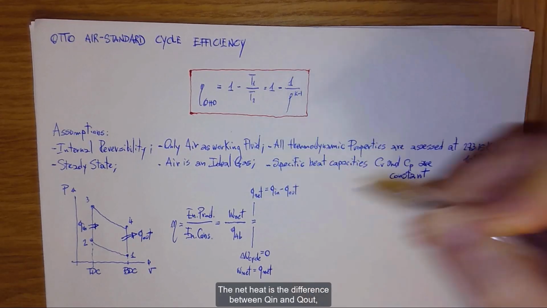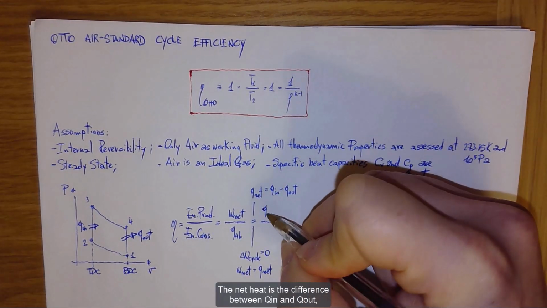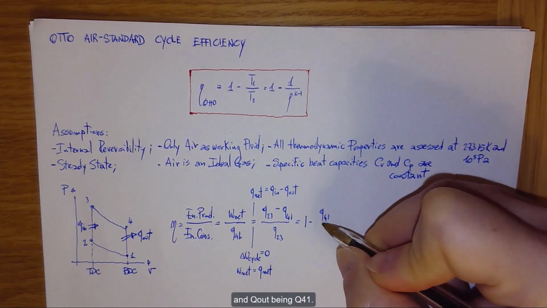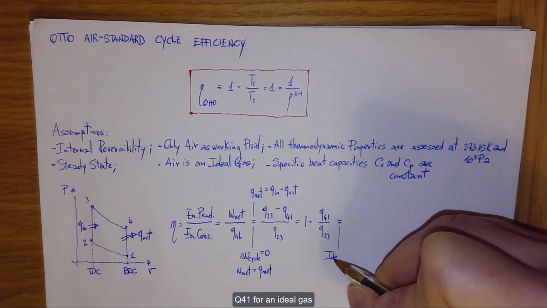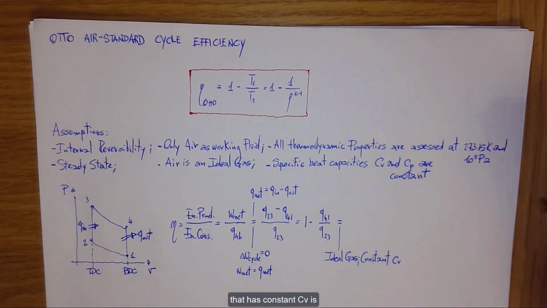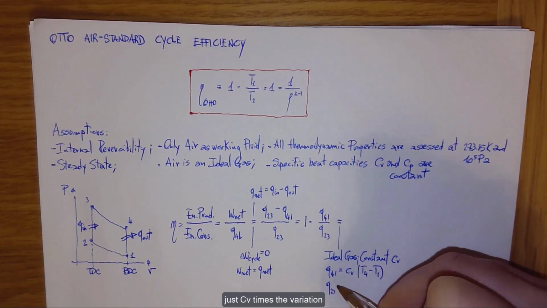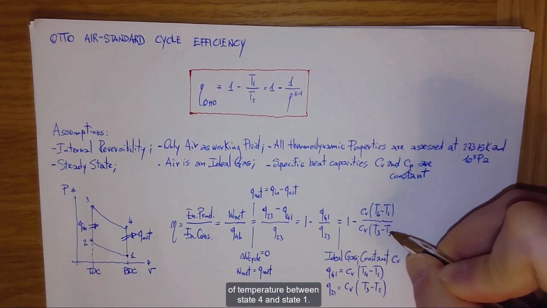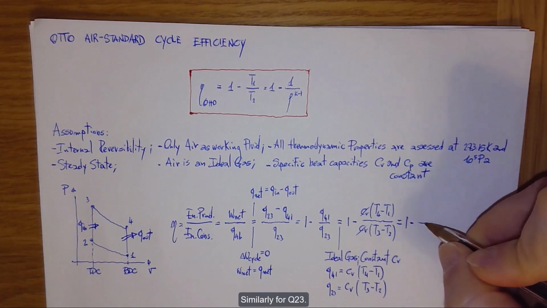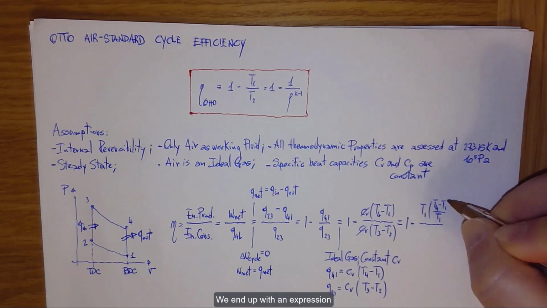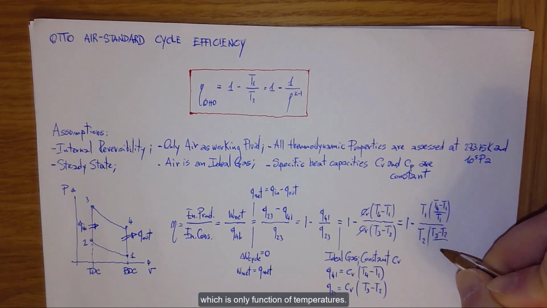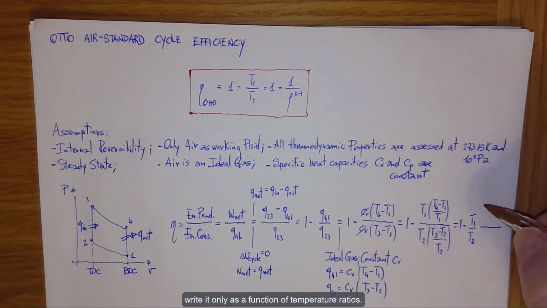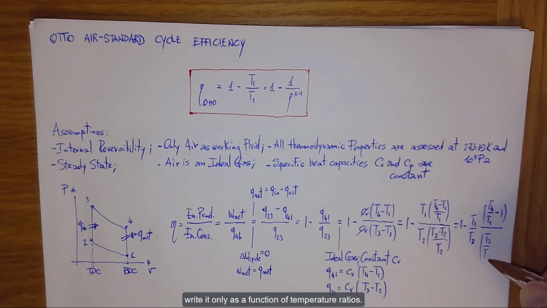The net heat is the difference between Q in and Q out, with the Q in being Q23 and the Q out being Q41. Q41, for an ideal gas that has constant Cv, is just Cv times the variation of temperature between state 4 and state 1. Similarly for Q23. We end up with an expression which is only a function of temperatures.